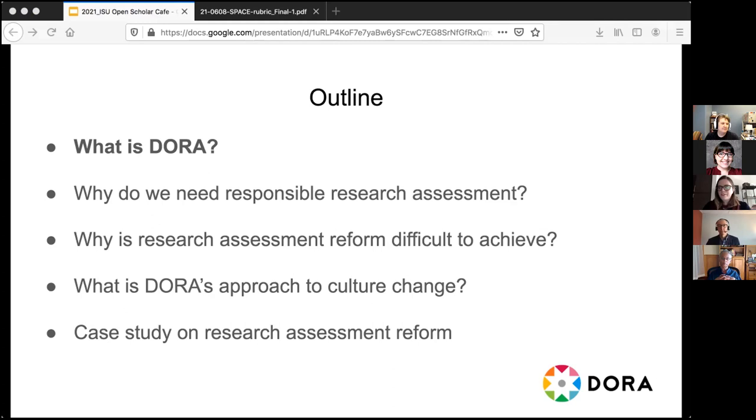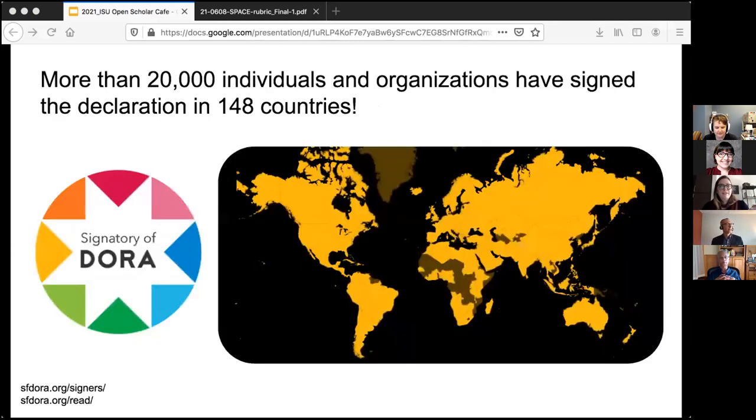But just to get started, a little bit of background on what exactly is DORA. Since the declaration was released in 2013, more than 20,000 individuals and organizations have signed it in 148 countries. And I think this really speaks to the global recognition of the need to reimagine how we evaluate academics. And the declaration itself calls for the elimination of journal-based metrics in hiring, promotion, and funding decisions.